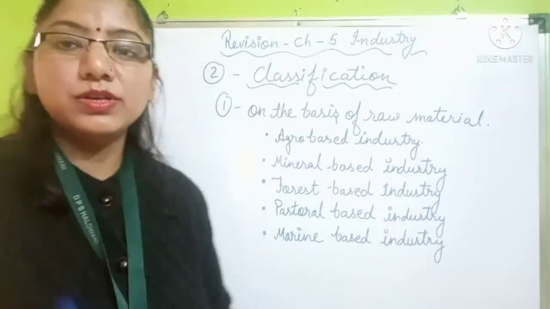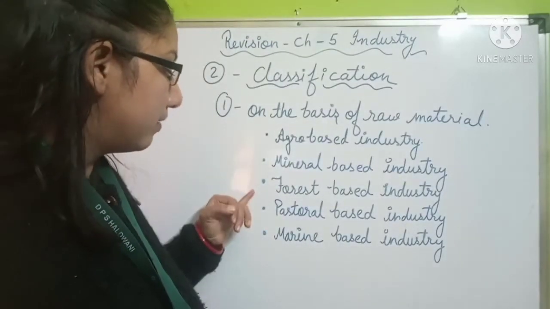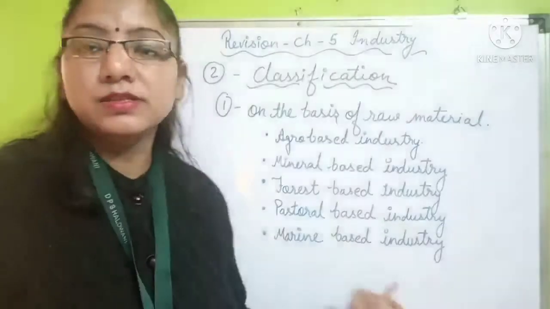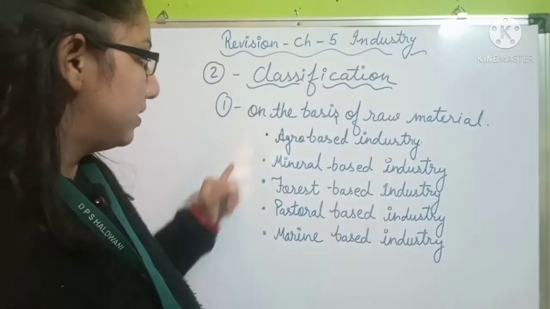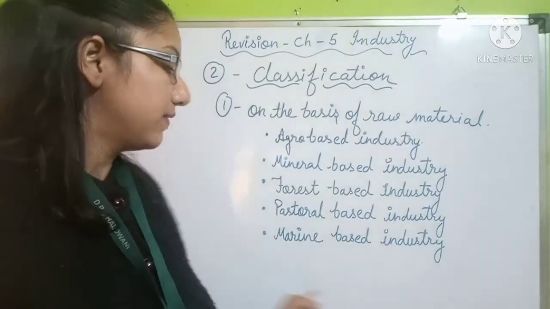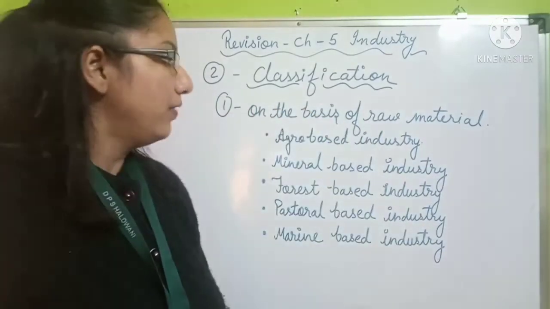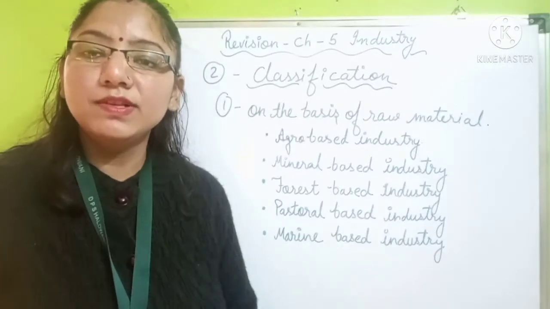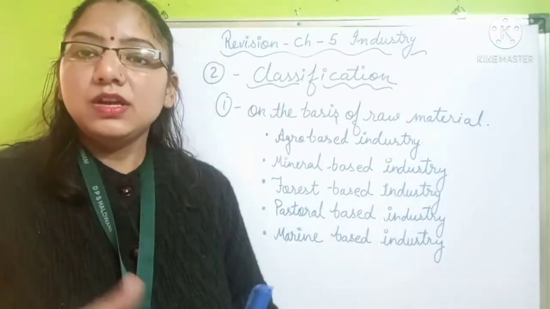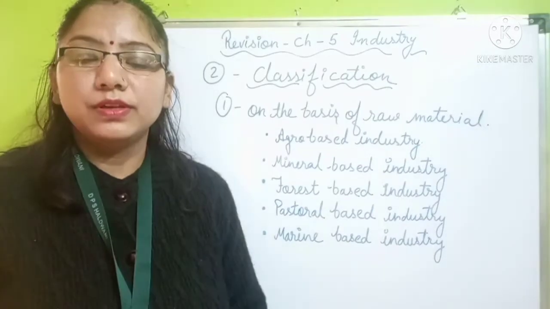So now I think it is clear what the agro, mineral, forest, pastoral, and marine based industries are. This is the classification of industry on the basis of raw material availability. Now we will see the industry on the basis of its size.